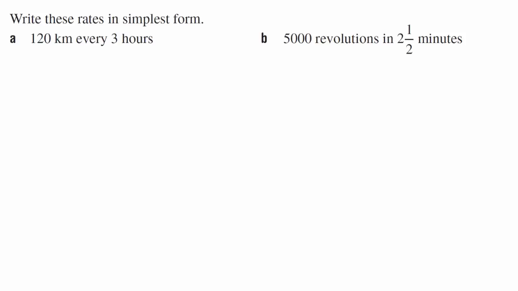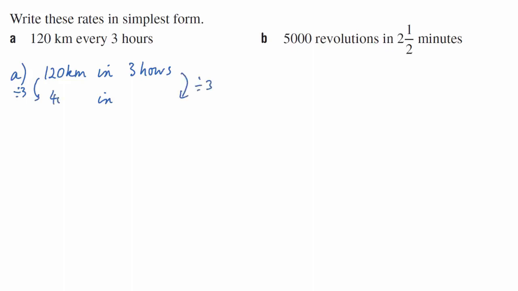In this example, we're going to be simplifying rates. The first rate we've been given is 120 kilometers every 3 hours. So let's write 120 kilometers in 3 hours. And if we want to simplify that, we can see both of those numbers there have a common factor of 3. So let's divide both sides by 3.